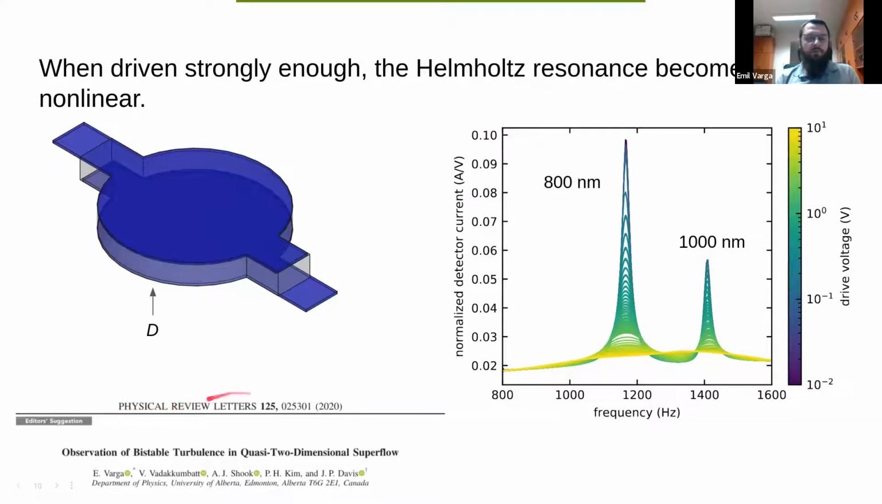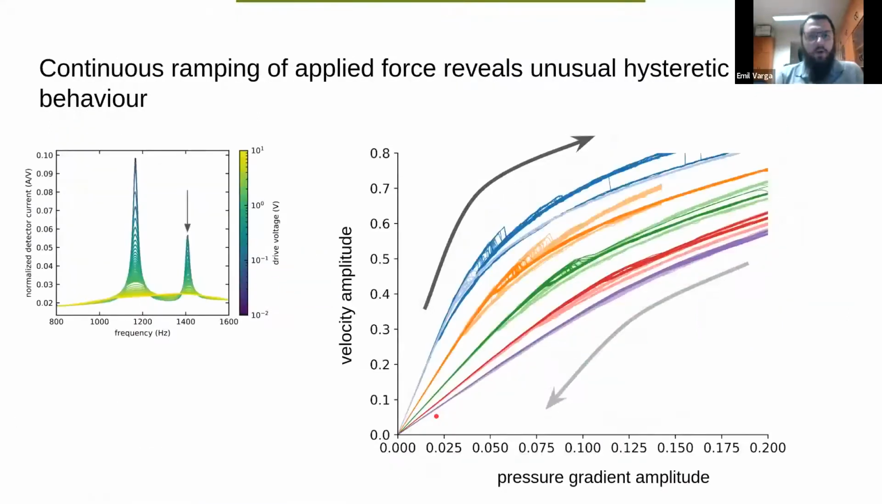The turbulence that we observed was published in this paper if you want more details. So on a graph like this, some of the details get lost. A more detailed information can be obtained by simply tuning the excitation frequency right on the resonance that we are interested in. So driving the Helmholtz mode resonance and slowly, continuously changing the amplitude of the driving force.